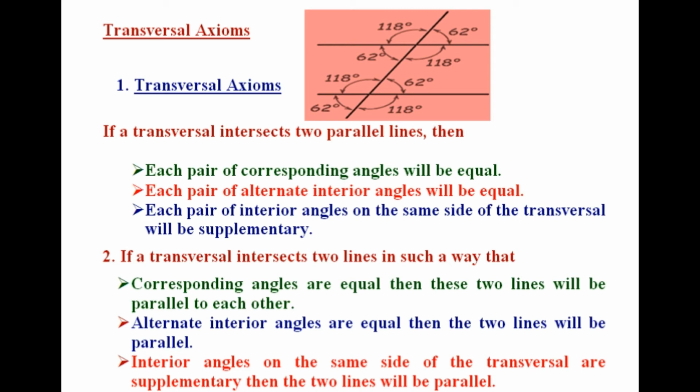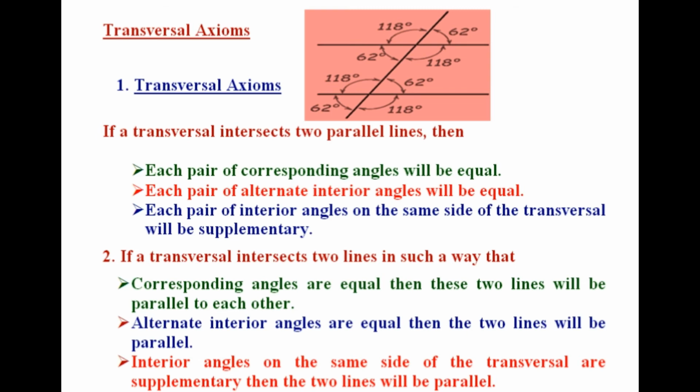Next, each pair of interior angles on the same side of the transversal will be supplementary. Supplementary means 180 degrees. So for each pair of interior angles on the same side of the transversal, you add the two angles, 62 and 118, add means how much? 180. Same way this side also 62, 118, add means again 180. So each pair of interior angles on the same side of the transversal will be supplementary.